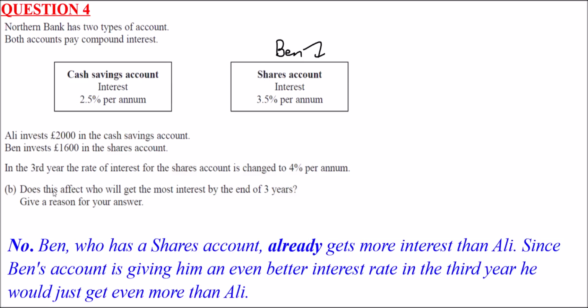So essentially, the answer to does it affect, is a yes or no, it's a no. The reason is Ben, who has a shares account, already gets more interest than Ali. Since Ben's account has given him an even better interest rate in the third year, he would simply just get even more than Ali than what he would have done before. So that's question 4 done. We can now think about having a look at number 5.